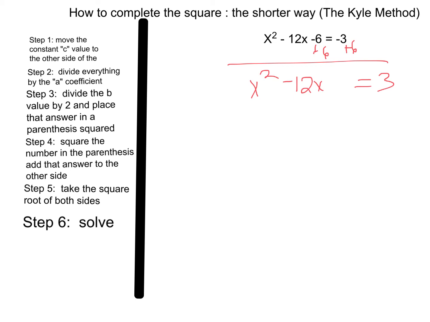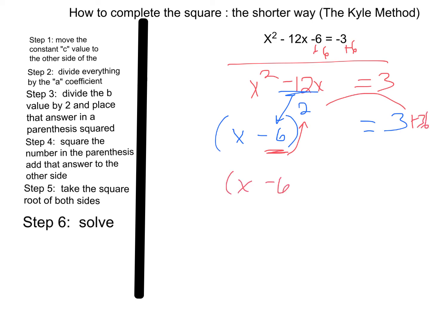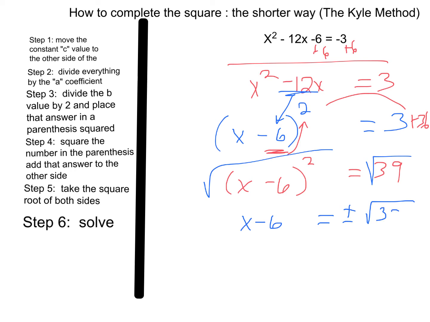Alright, next step. Let's do our square parenthesis. So again, take negative 12, divide it by 2, you get negative 6. Okay. So now from here, folks, we take negative 6 and square it. So plus 36. So we get x minus 6 squared now equals 39. Alright, take the square root of both sides. X minus 6 equals plus or minus, and radical 39 cannot be broken down, so radical 39.